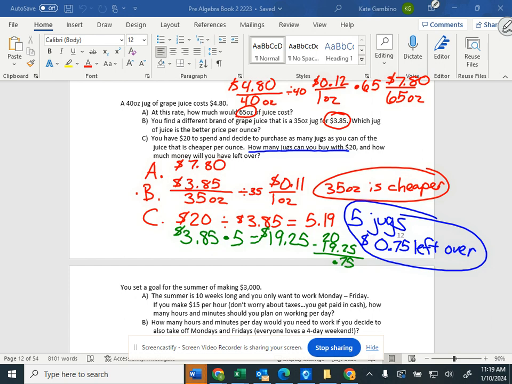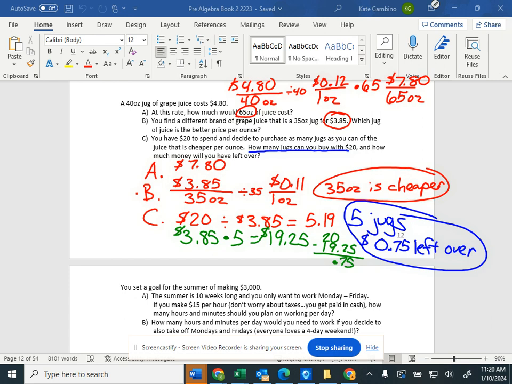When I did $20 divided by $3.85, my dollars cancel off. Dollars divided by dollars. So I was left with 5.19. That was 5 19/100 of another bottle of juice. So that's telling me how many bottles of juice I can get. So 5 whole jugs. Then I have to do the next steps to figure out how much money is left.